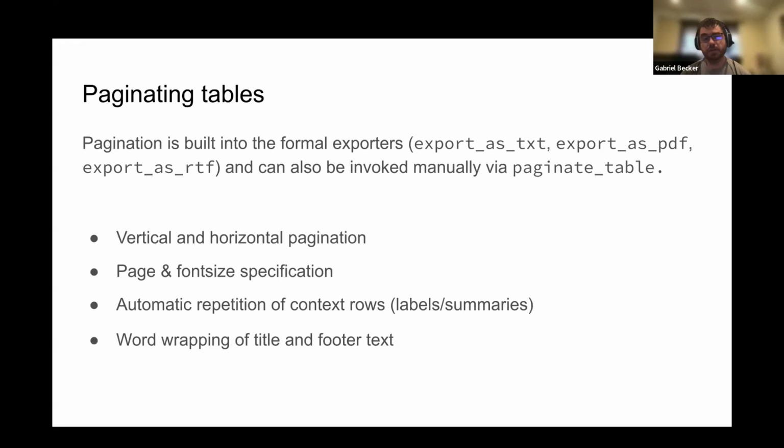And so we automatically repeat rows that provide context. So those are labels and summaries. And then we have this word wrapping of the title and footer text. Word wrapping of column labels is coming, but not in yet. We are actively working on that as well.